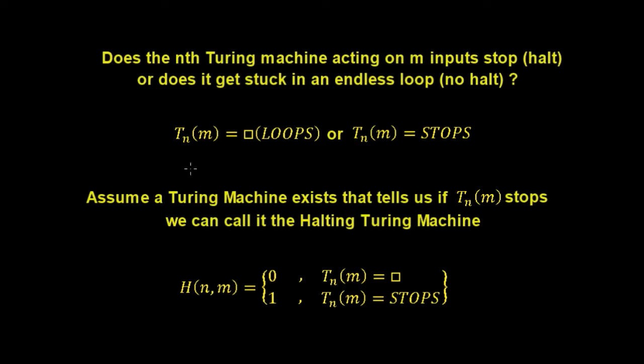So what we do is we assume that this type of Turing machine actually exists, and we can call it a halting Turing machine. So now we'll have a halting machine we can call h of n comma m. Now what this machine does is, if the nth Turing machine acting on the m inputs is in a loop, so this little square box represents in a loop, meaning it doesn't stop, then it will return a value of 0. But if it does actually stop, then it will return a value of 1. So let's head on to the next page and see how we can use this information.